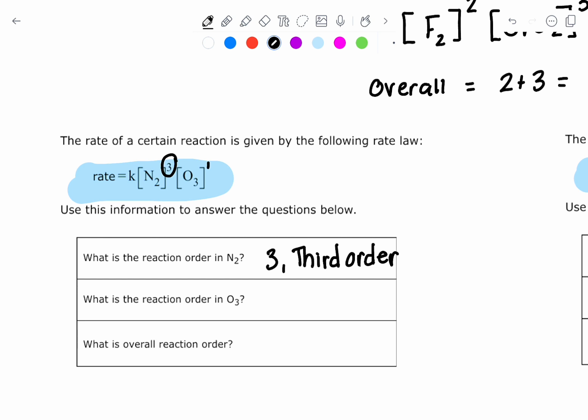Since this is coming from your ALEKS homework, I do believe they just want you to write the number, so just 3 would be accepted, unless they tell you differently when you go into the actual problem. The reaction order with respect to ozone is then 1, or first order. Therefore, for the overall reaction order, we'll take those two reaction orders and add them together to get an overall reaction order of 4.